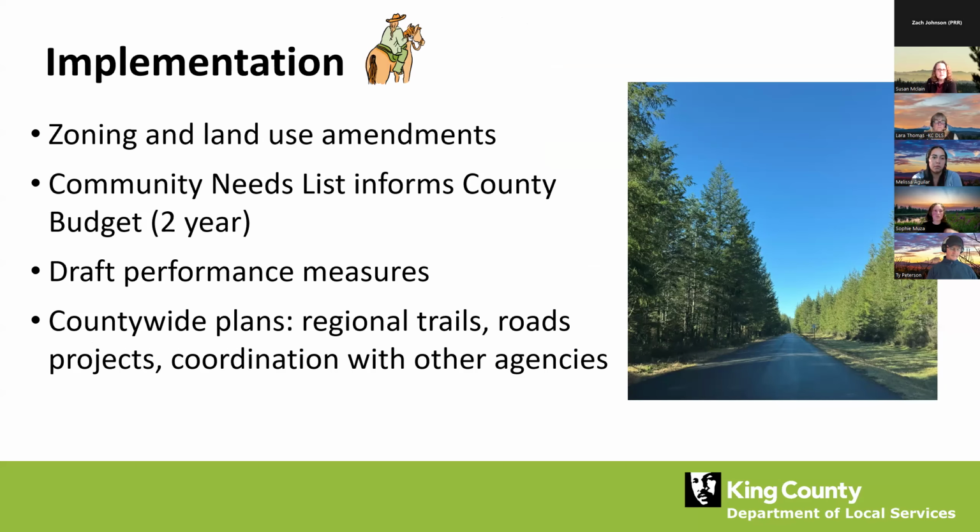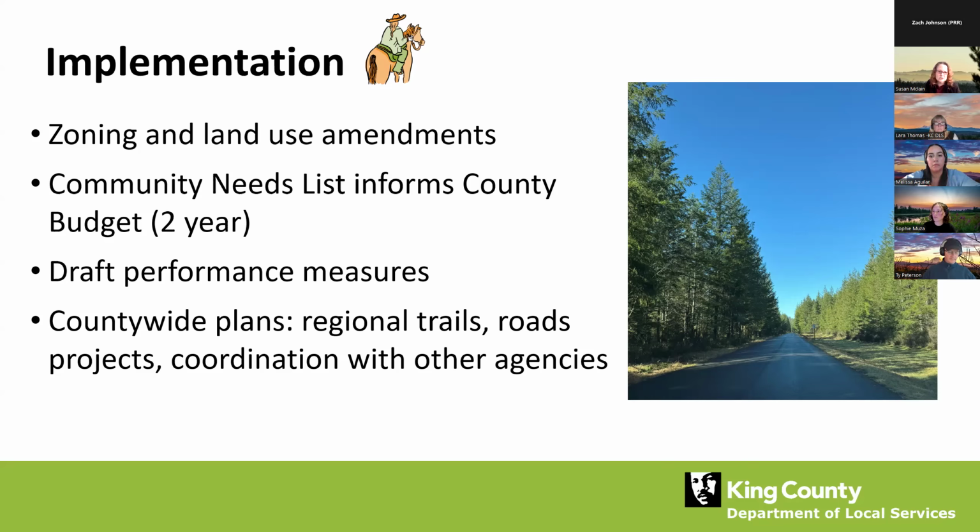In terms of implementation, this is how the sub-area plan will be implemented over time. So this chapter begins to talk about how the sub-area plan will influence King County decisions and potentially decisions by others as well. For one, there will be a few zoning and land use code amendments that are proposed in the next draft plan. Implementation also is intended to occur through the community needs list, which informs the county budget and is intended to reflect the community priorities in the sub-area plan.